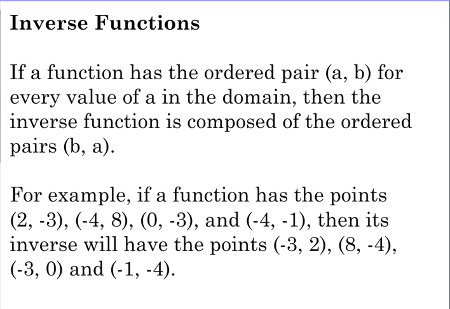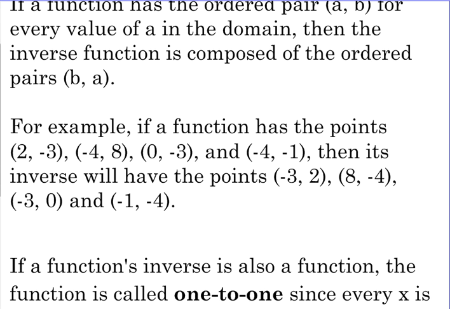All right, so first of all, let's talk about what defines the inverse function. If a function has the ordered pair (a, b) for every value of a in its domain, so all the x values that it can possibly have, then the inverse switches your x and your y. I think y'all already know that. We've talked about inverses before, but you should know that inverse functions switch the x and y values. So if we have this list of points for our function, then its inverse will have these points. All it does is switch the x and y values.